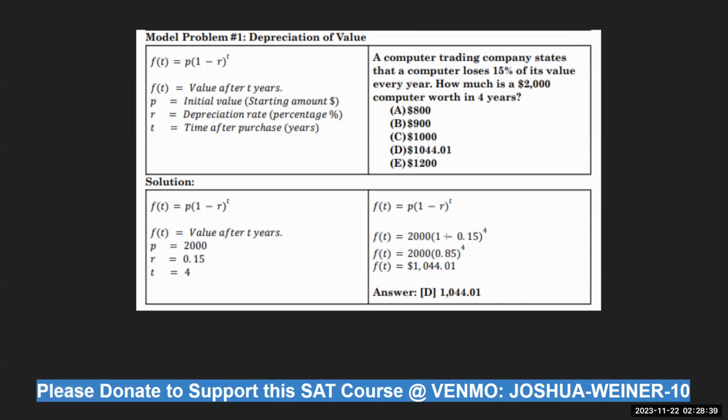So for this example here, notice that it's 1 minus the 15%, 1 minus r, because it's depreciating, it's losing 15%. Then you have 2,000 times 0.85 raised to the 4 years, right? Not 1.15, not adding the 15%, we're subtracting. And that gives us a value of $1,044.01. The correct answer was D. After 4 years, the computer is worth $1,044.01.